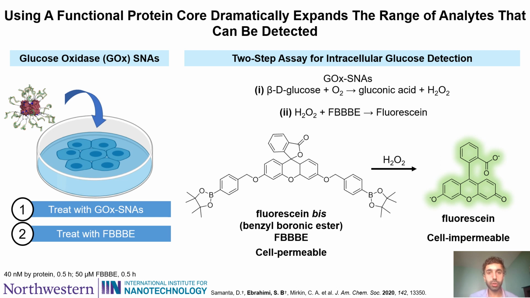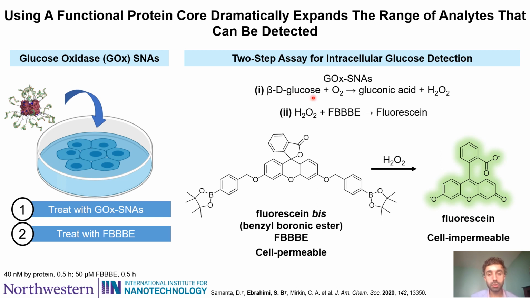On the previous slide, we used beta-galactosidase as the core. But earlier I hinted at the fact that we can use any protein core we want, meaning that we can use a functional protein core. That's exactly what we're going to do for the next few slides. Using glucose oxidase, which from the name you can imagine is a protein that specifically recognizes glucose, to make measurements inside of live cells. And to do that, we're going to need to develop a two-step assay. So how is this going to work?